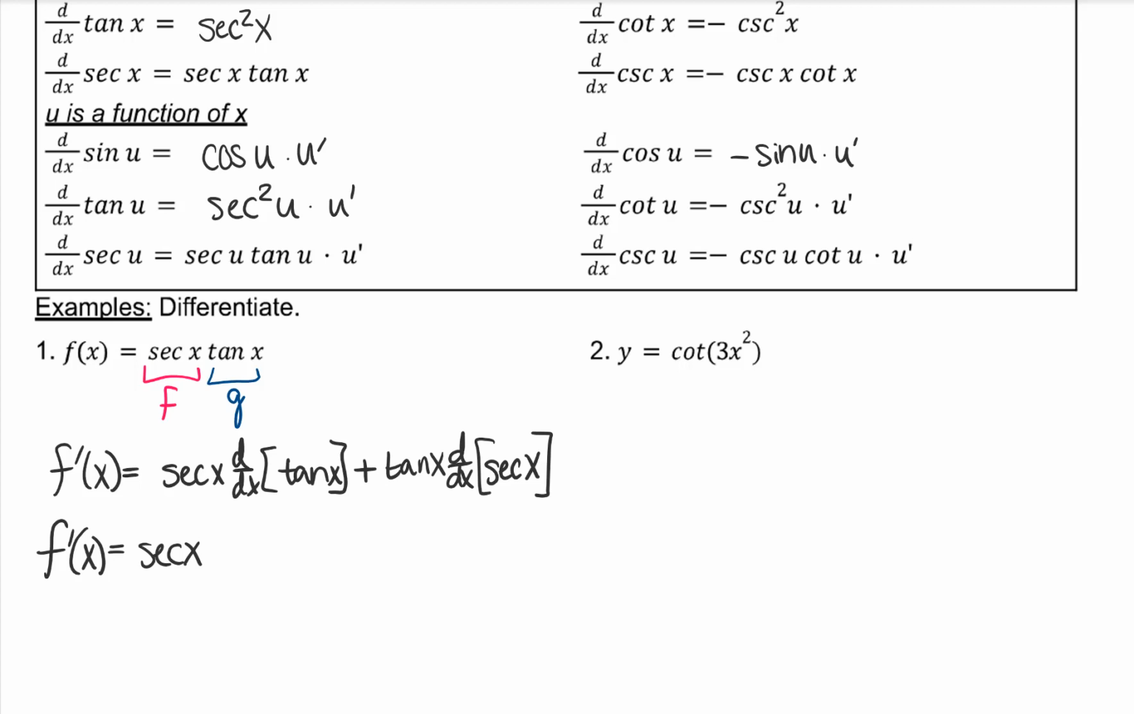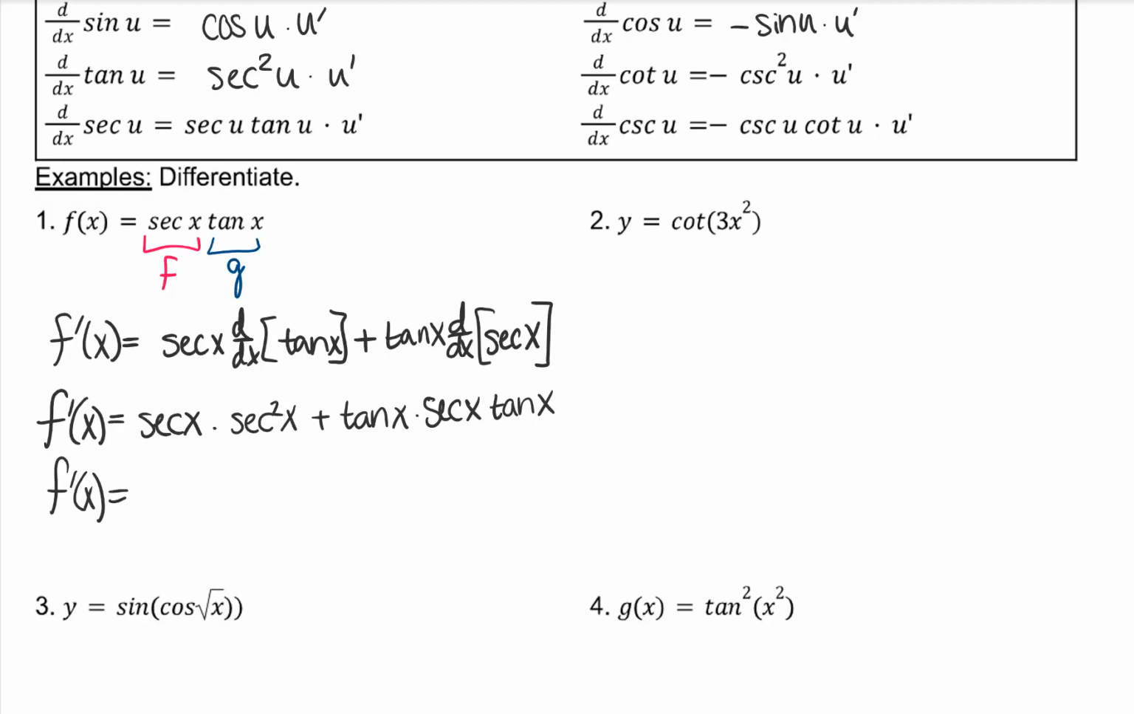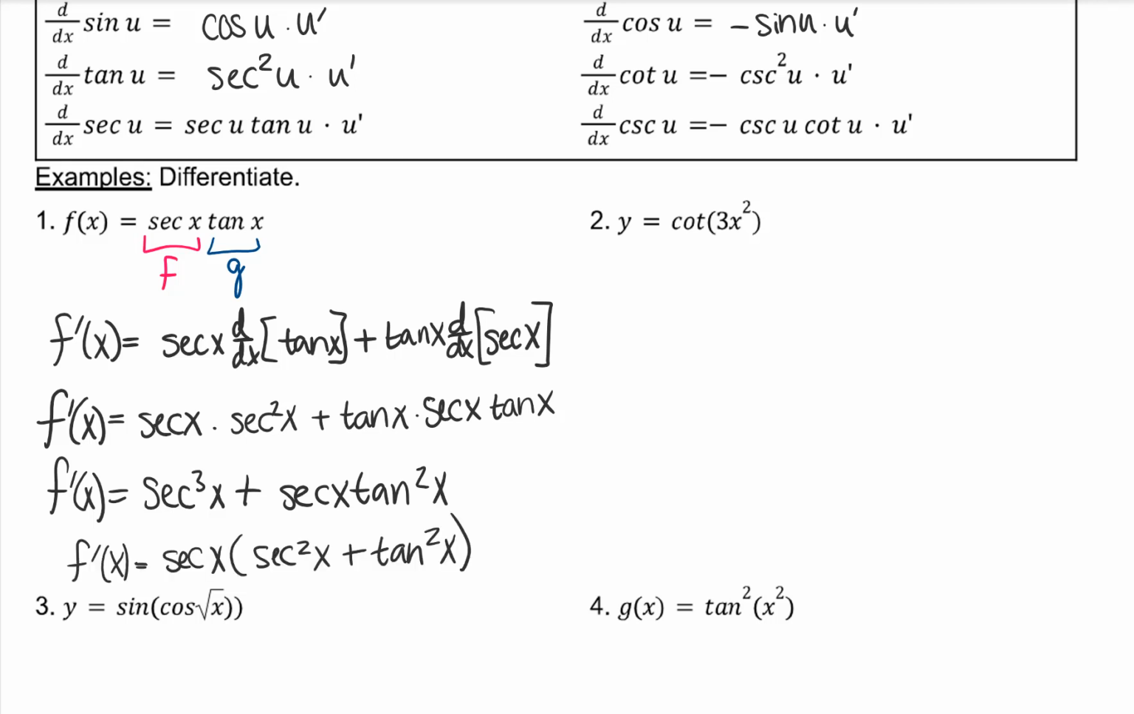The derivative of tangent x is secant squared x. The derivative of secant x is secant x tan x. We have completely finished deriving, and now let's simplify if possible. Or you could write your answer in factored form. I thought maybe secant squared x plus tangent squared x would be a Pythagorean identity, but it's the subtraction of those.